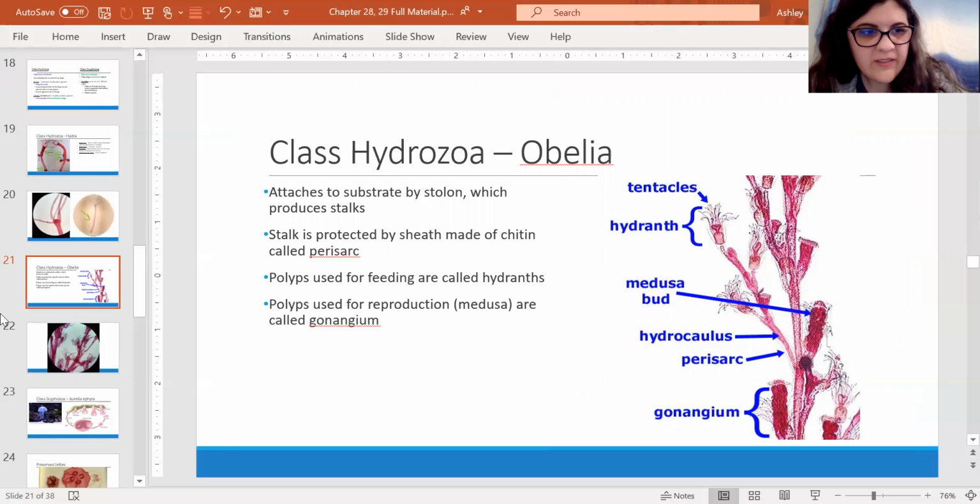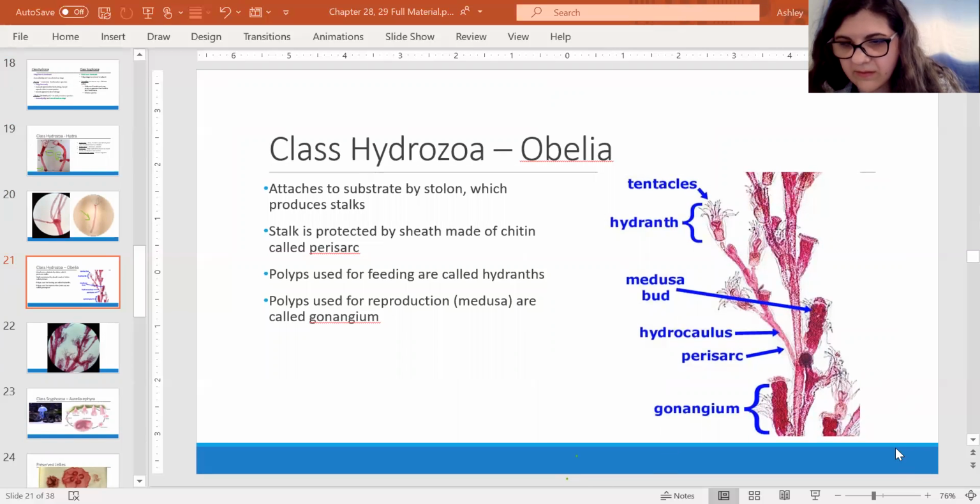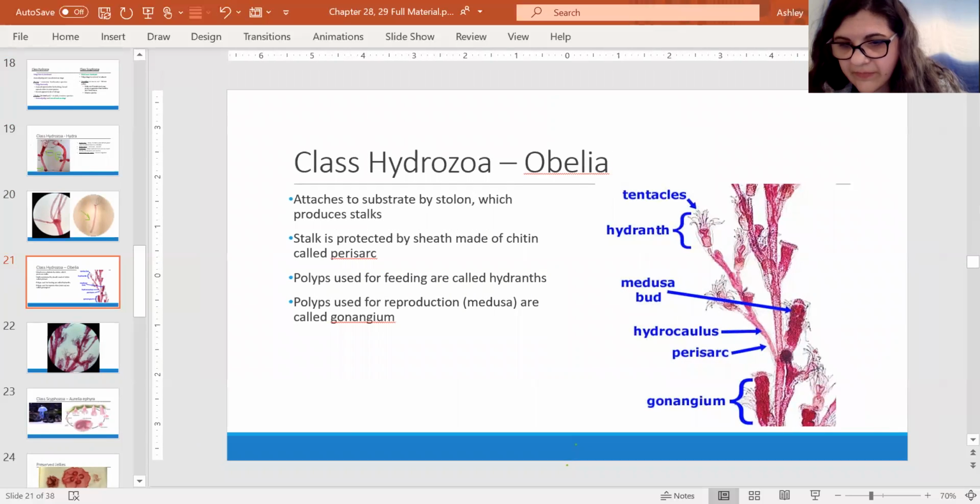And so looking at the next specimen is the Aurelia. It's much different. It looks more like a plant. And so here you can see for Aurelia, we have, let's see, a couple different parts of it.